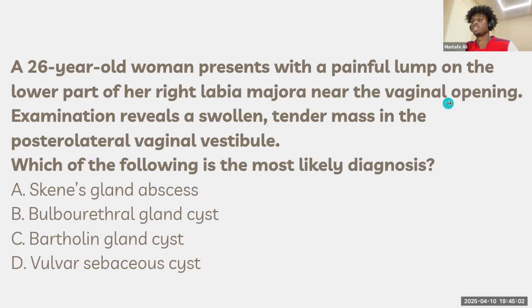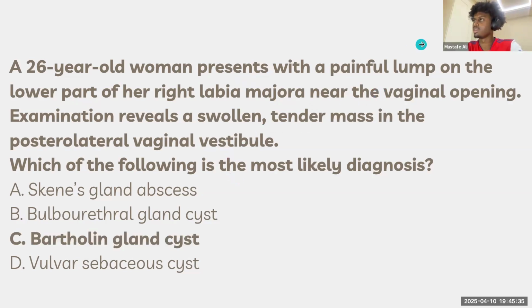Now, a 26-year-old woman presents with a painful lump on the lower part of her right labia majora near the vaginal opening. Examination reveals a swollen, tender mass in the posterior lateral vaginal vestibule. Which of the following is most likely the diagnosis? The answer is C, the Bartholin gland.